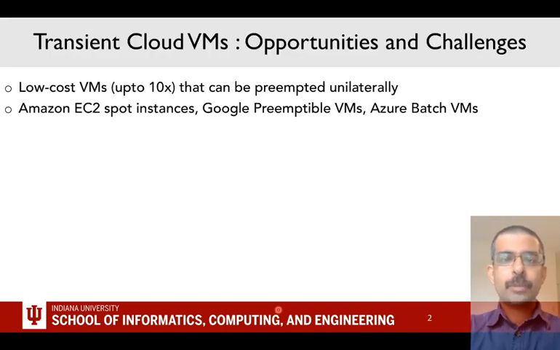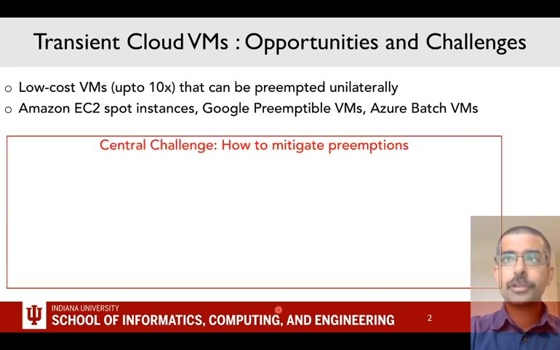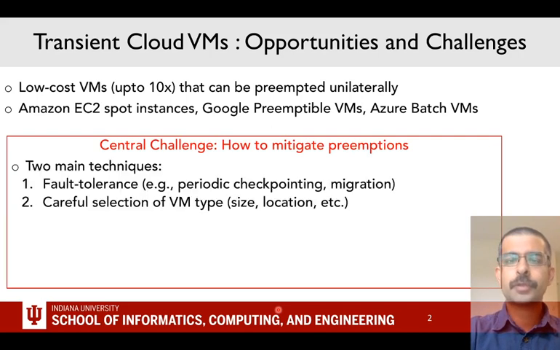Transient cloud VMs like EC2 Spot instances, Google Preemptible VMs, and Azure Batch VMs are extremely low cost and a very popular option to reduce the cost of your cloud application. Unfortunately, these transient VMs can be preempted and revoked unilaterally by the cloud provider, and so the applications have to deal with sudden fail stop failures. So, the central challenge in transient computing is how to mitigate these preemptions.